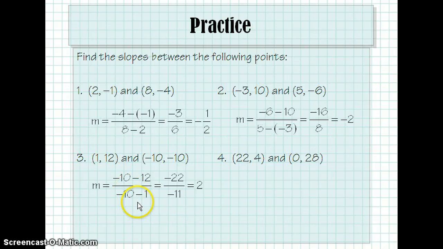And just might mention here that the slope for number 3 and slope for number 1, those are perpendicular, if you hadn't quite noticed that yet. And then on number 4, we end up with 28 minus 4, and then 0 minus 22 gets us 24 over negative 22, which reduces down to negative 12 over 11.